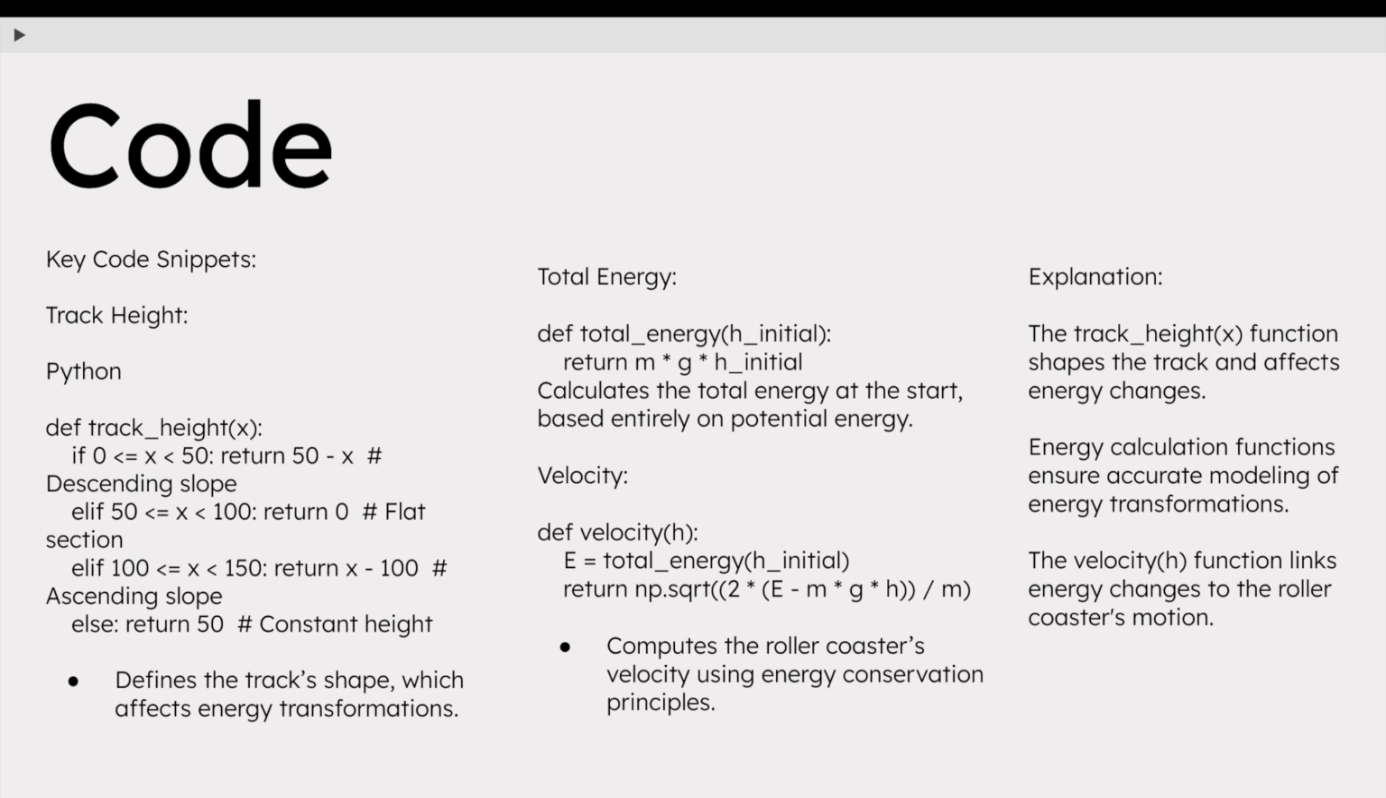For velocity, we have a velocity function which computes the roller coaster velocity using energy conservation principles, and the track height function shapes the track and affects the energy calculations. The energy calculation functions ensure accurate modeling of energy transformations, and the velocity function links energy changes to the roller coaster motion.